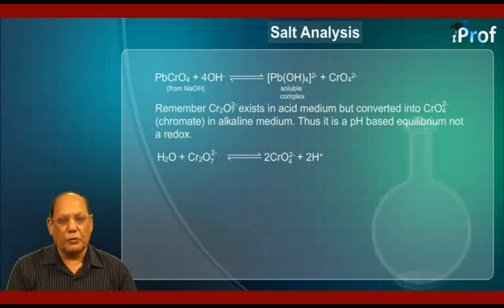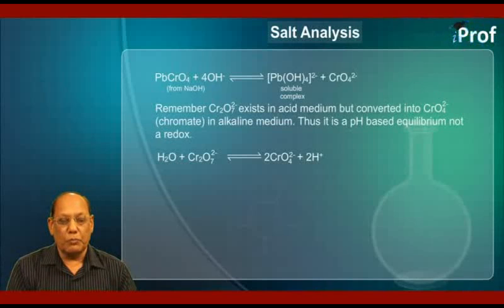So here PbCrO4 plus 4OH-, these ions come from sodium hydroxide. The reaction is reversible and we get a soluble complex, that is Pb(OH)4 with two negative charge plus chromate ions. Remember, dichromate ions exist in acid medium but are converted into chromate ions in alkaline medium. Thus it is a pH based equilibrium and not a redox reaction.